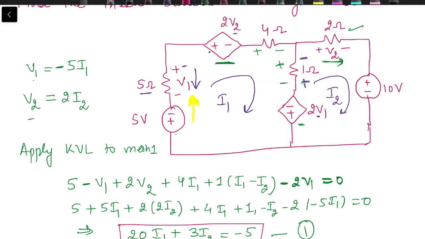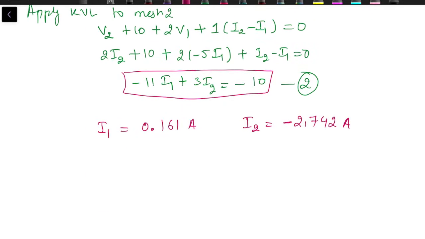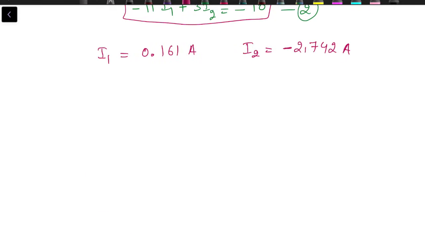So let's take one more example in which we will have both the current source and voltage sources. Question is, for this given network, we have to find out the mesh currents and power supplied by dependent voltage source. So let's draw the network first.